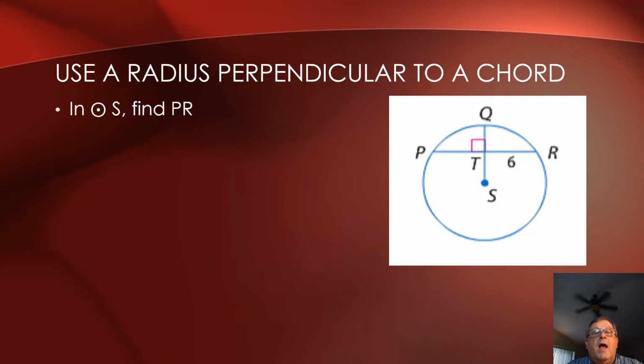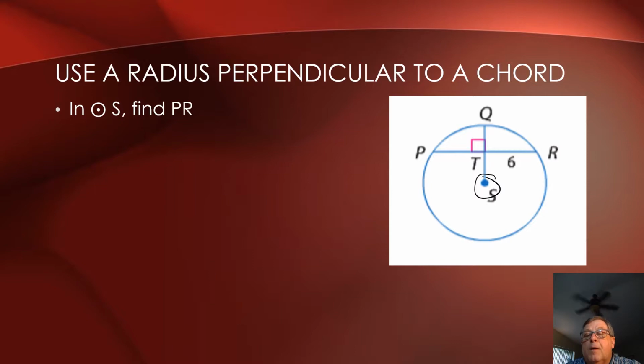All right, well, let's see what we have here. Use a radius perpendicular to a chord. In circle S, well, we know this is circle S. How do we know? I see that S is the midpoint of the circle, and we name it based upon that midpoint of the circle.